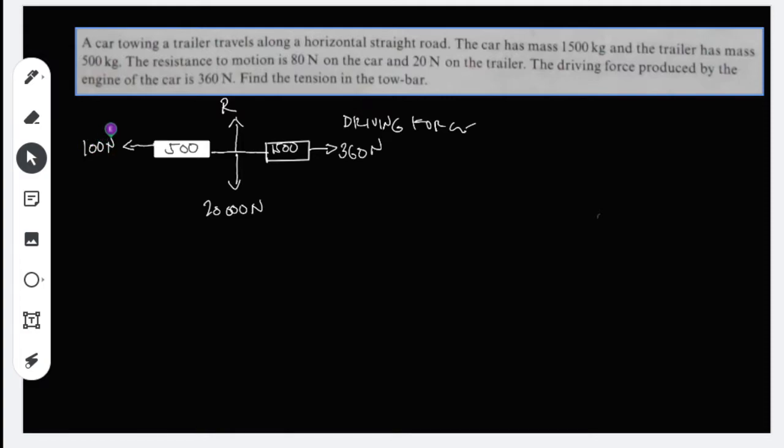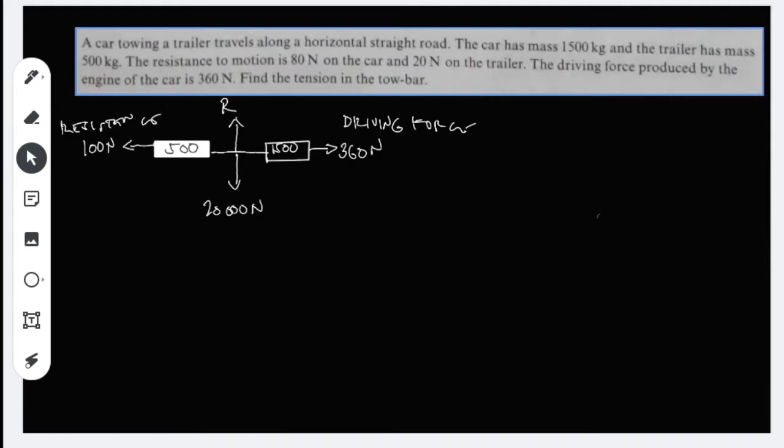Why 100? Because based on the problem, the resistance to motion of the car is 80 newton and the resistance to motion of the trailer is 20 newton. So overall, the resistance is 100 newton. Let me write that. That is the resistance. So we are all set. Let's now solve using Newton's second law.